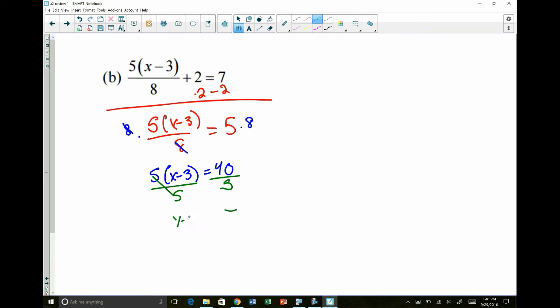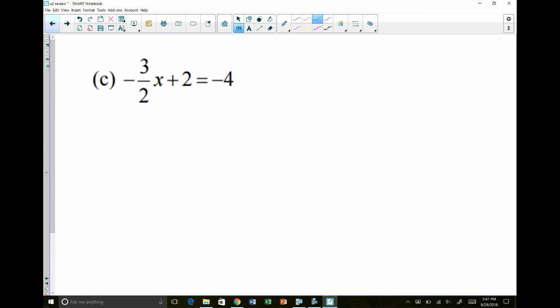And I get x minus 3 equals 8. I don't care about x minus 3, I want x. So I'm going to add 3 to both sides and get x equals 11. X equals 11 is my solution. I can take x equals 11, plug it in for x, and I would get 7 equals 7.